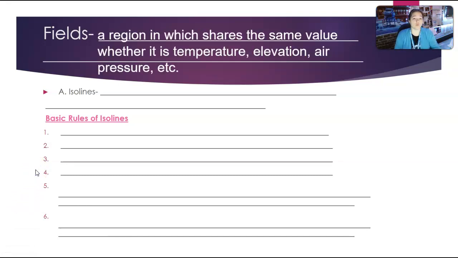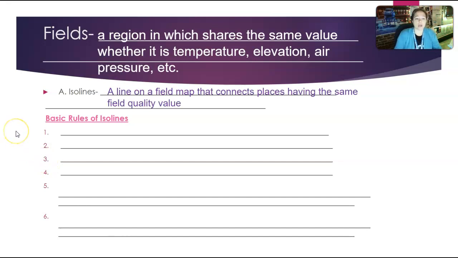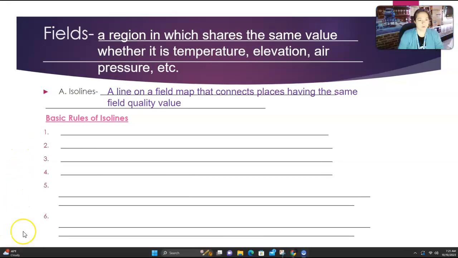What is a field? A field is a region which shares the same value, whether it's temperature, elevation, air pressure, lightning bolts, car accidents, anything. That is a field. And with these fields, we then create an isoline. An isoline is a line on a field map that connects places having the same field quality value.